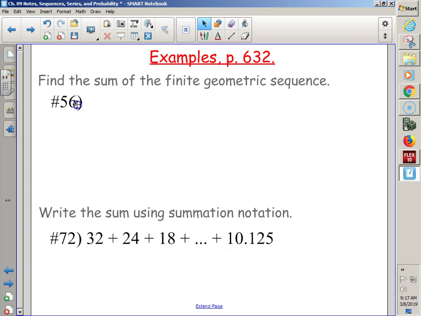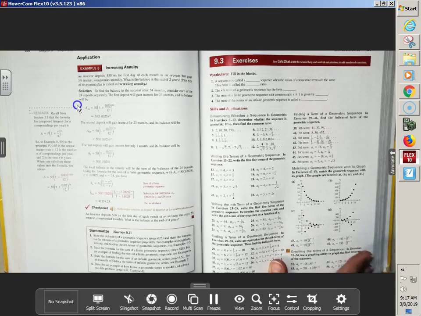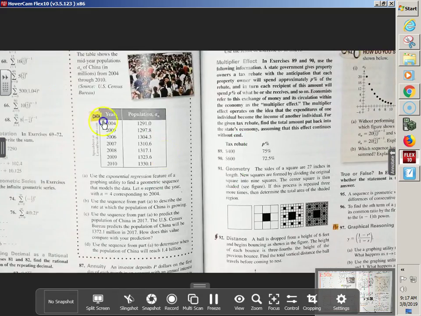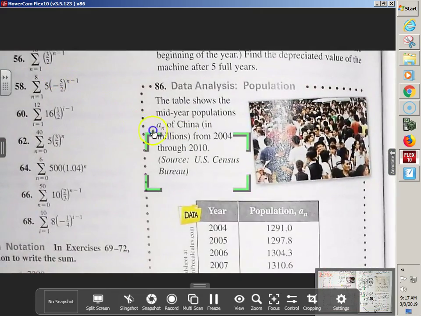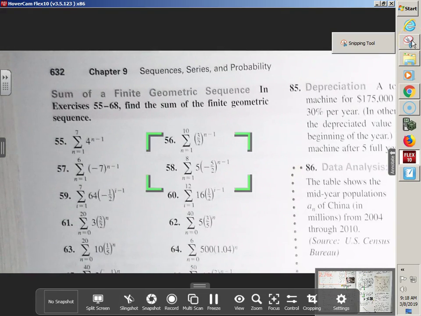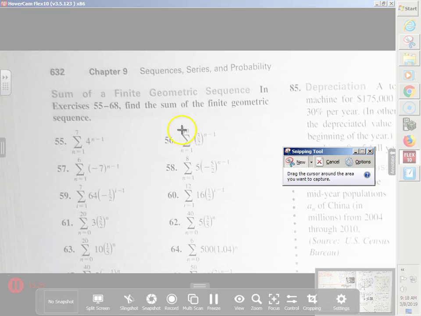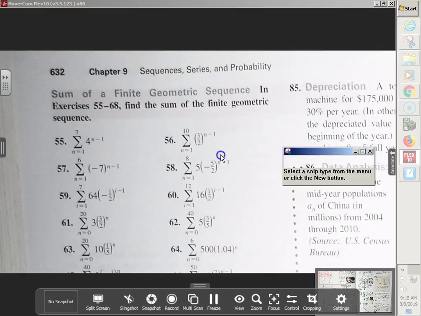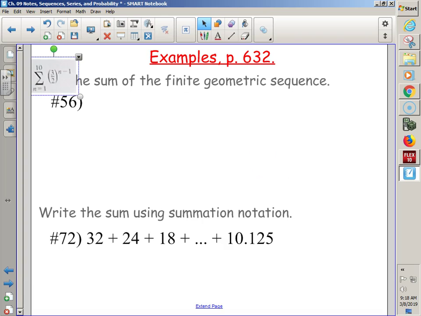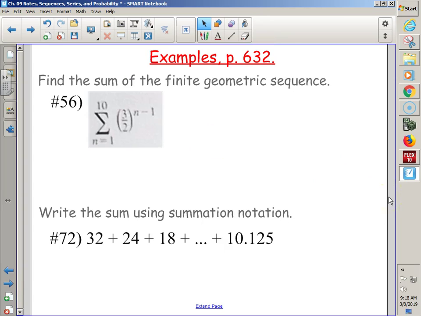Find the sum of the finite geometric series, or no, sequence. Let me go find him. I think he should be right here, number 56. Who is this guy? And why is he missing? 56 gives us, uh-oh. That does not look exactly like that formula that we just looked at, did it? No, it doesn't. But what happens if it doesn't look exactly like the formula? Nasty picture, I know, but it gets the idea across.